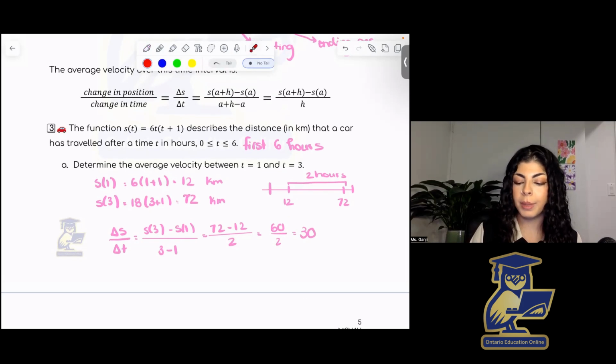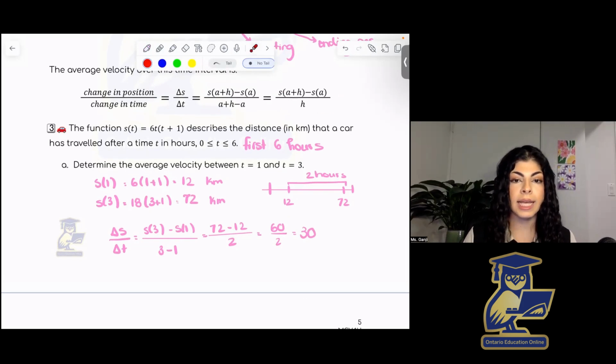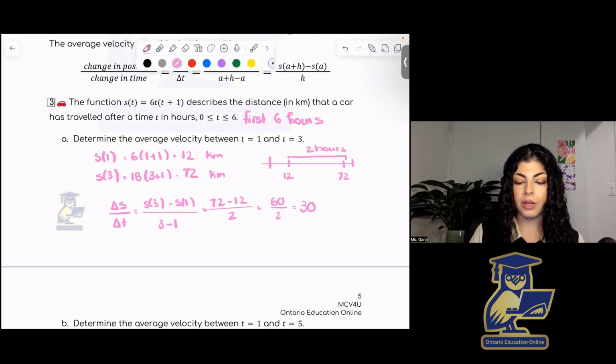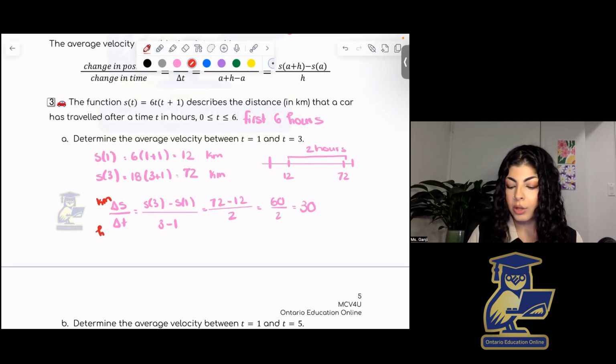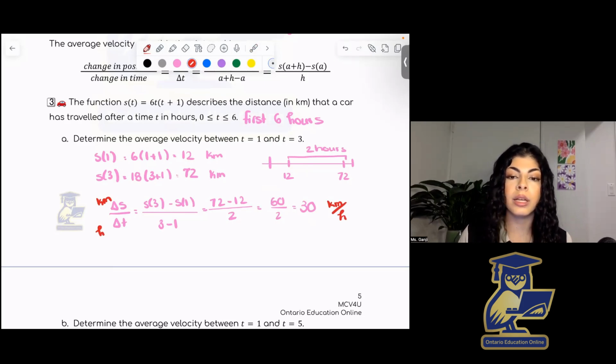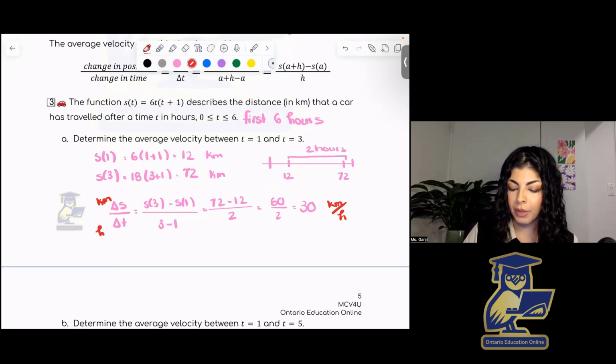Because in the example above, because we were talking about a general example, I didn't give you any units, but here we have units. So consider the numerator where we have change of s. This actually has a unit of kilometers because our distance is given in kilometers, and our time was given to us in hours. So here, we have our unit as kilometers per hour. So the average velocity between time 1 and time 3 was 30 kilometers per hour. So that means between the first and third hour, they were probably driving at a speed of 30 kilometers per hour because remember, speed and velocity are the same.